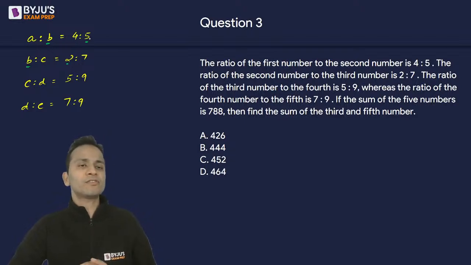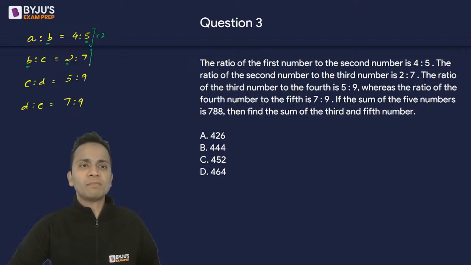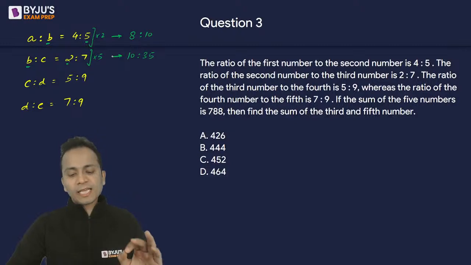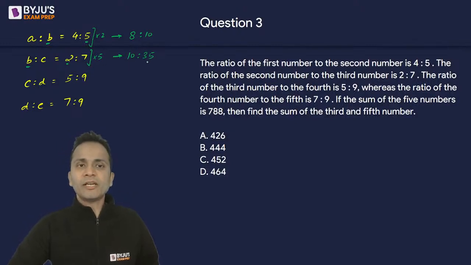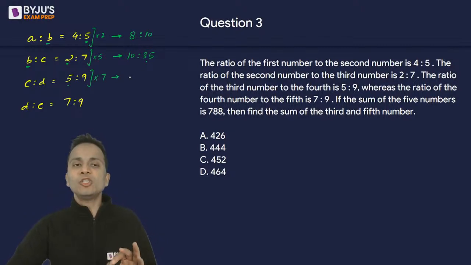In the first case, it is 5. In the second case, it is 2. So multiply the first ratio by 2 and the second ratio by 5. The first ratio will become 8 is to 10 and the second ratio will become 10 is to 35. Now look at the second and third ratio. In the second ratio, I have 35. In the third ratio, I have 5 at the place for C. So multiplying the third ratio by 7 will make the part of C common.